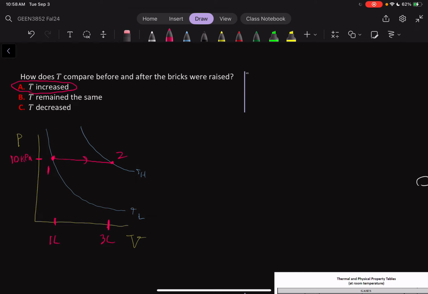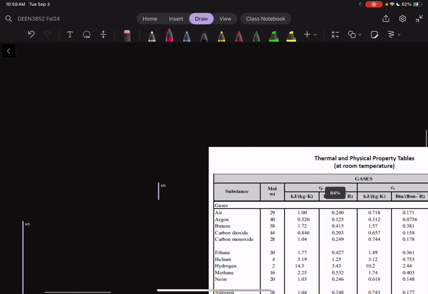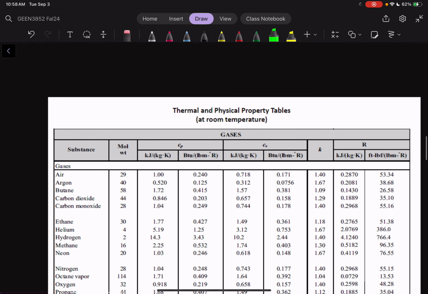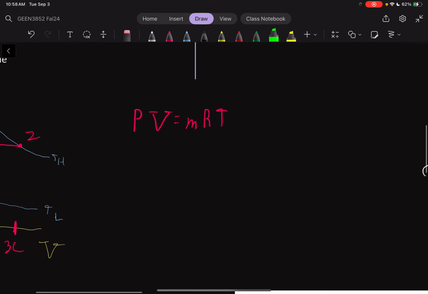We know from the ideal gas law, PV equals mRT, where R is the gas constant. I can actually look this up for air. I have air. The gas constant is 0.2870 kilojoules per kilogram Kelvin. This table's from the NCEES FE handbook.